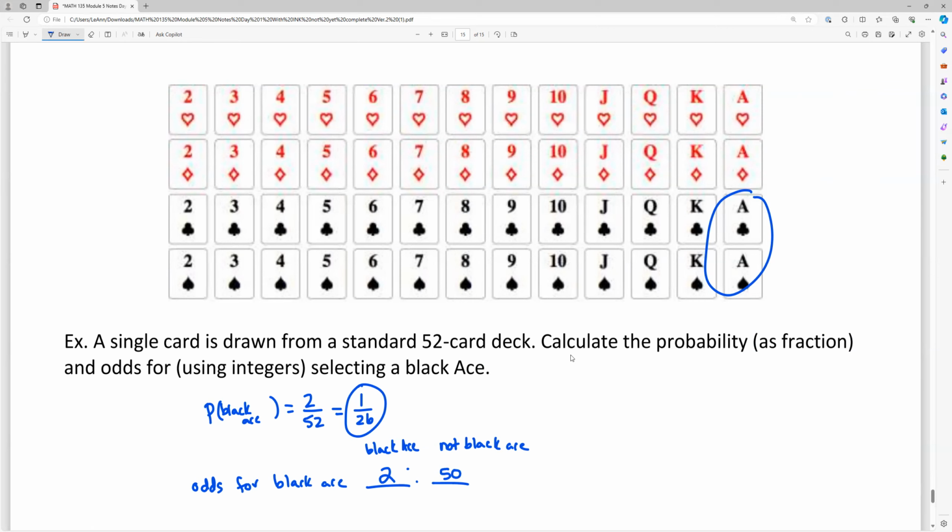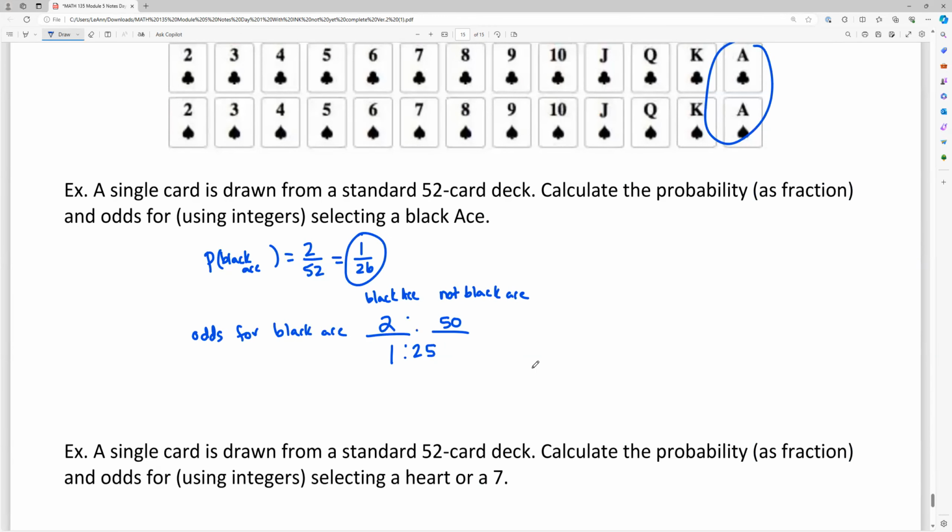Probability is how many do I have that I want over all the possibilities. Odds is listed as what is favorable and what is not favorable. So in other words, what is my event and what is not my event. So that's how you do odds for. And then we can reduce that. That's 1 to 25.